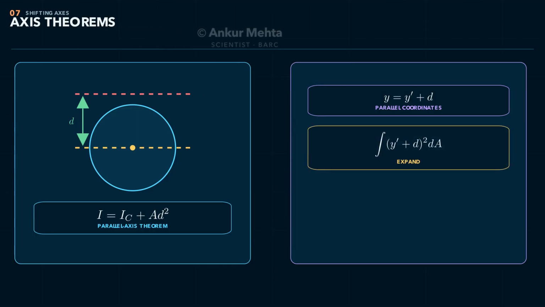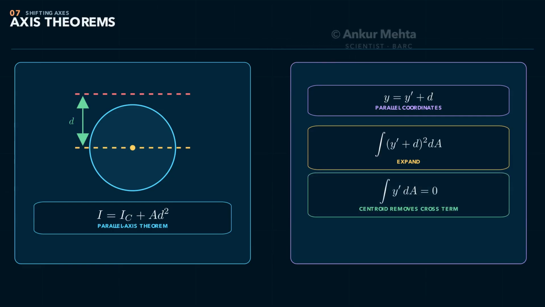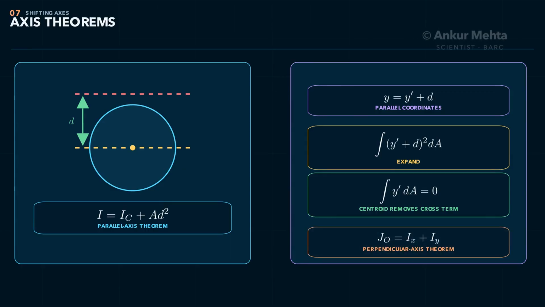For a thin plane area, the perpendicular axis theorem gives J_O equals Ix plus Iy, where J_O is the polar second moment about the perpendicular z-axis through the same point. The two theorems solve different geometric problems and should not be interchanged.